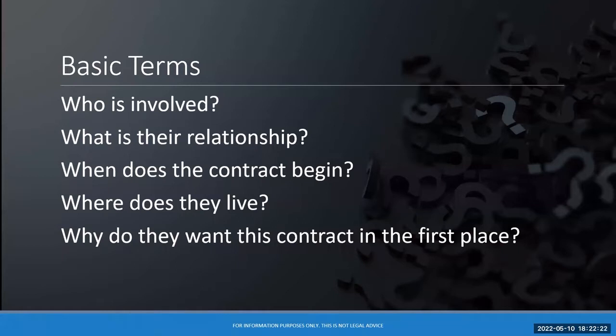Basic terms are often called recitals. They answer the basic questions about the contract: who is involved, what their relationship is with each other, when the contract begins, where everyone lives or has an office if you're dealing with companies, and why everyone wants to get into this contract in the first place.